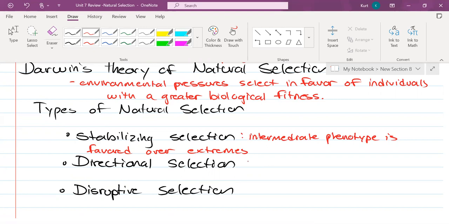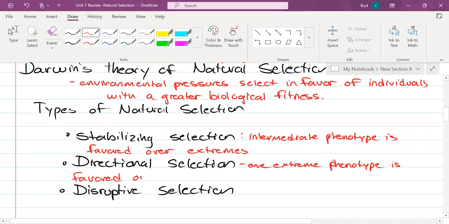Directional selection is where one extreme phenotype is favored over the intermediate and the other extreme phenotype.